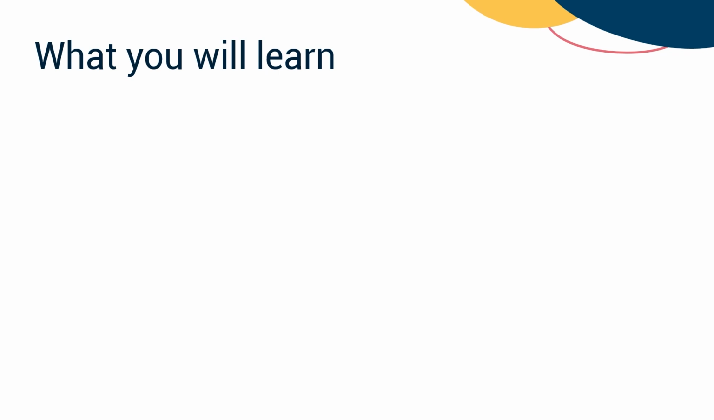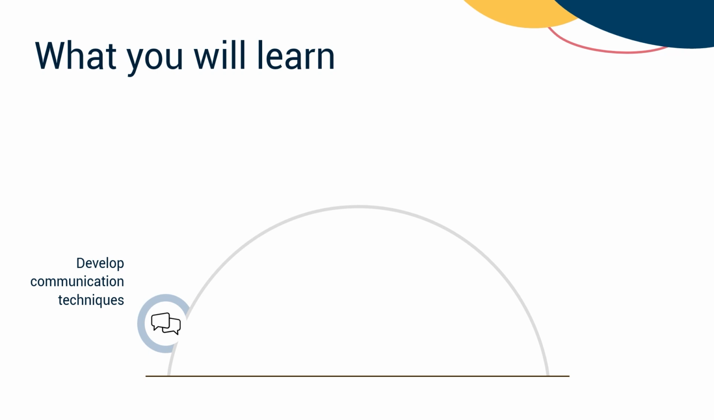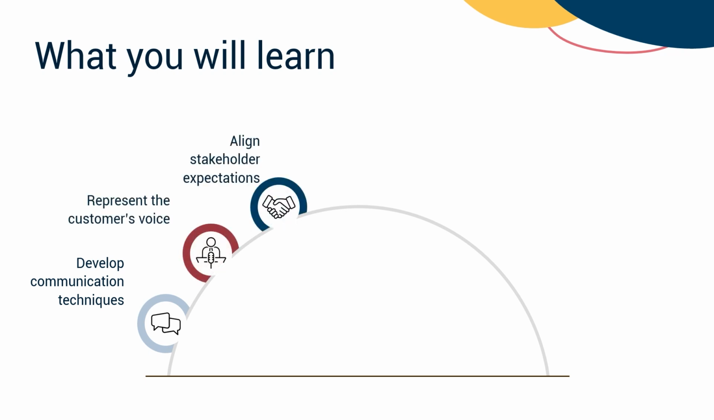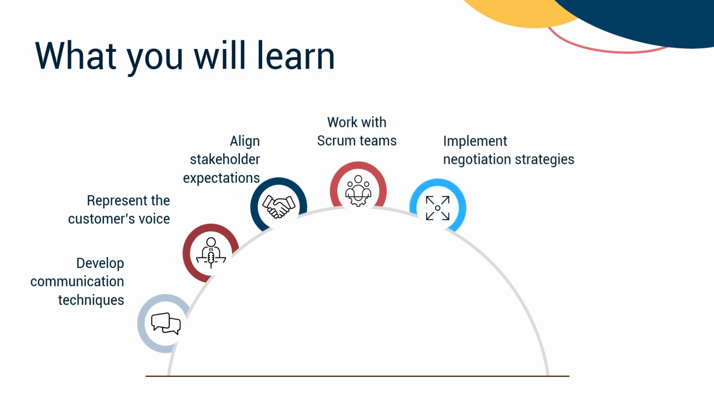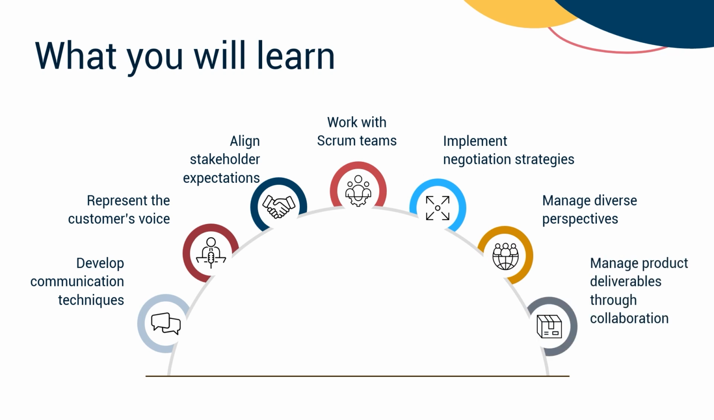This course covers essential collaboration skills for effective product ownership. Beginning with fundamental communication techniques, you'll learn to represent your customers' voices and align stakeholder expectations. You will explore practical techniques for working with Scrum teams, implementing negotiation strategies, and managing diverse perspectives. Each step builds your confidence as a product owner who can successfully bridge communication gaps and drive product success.